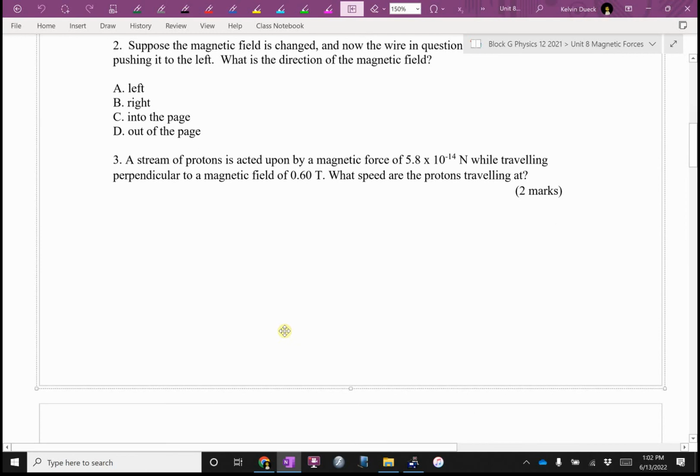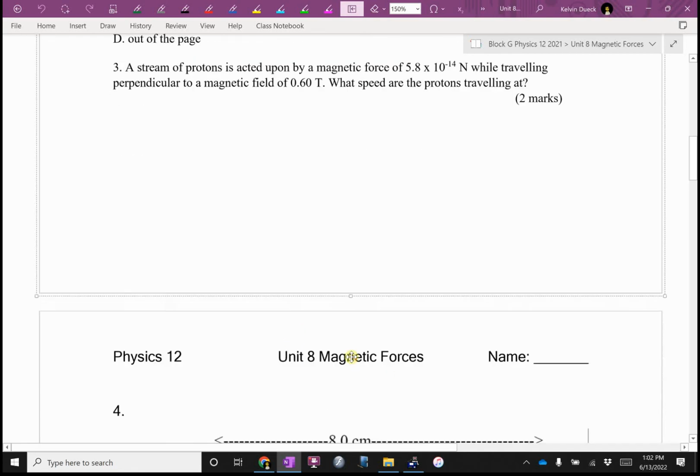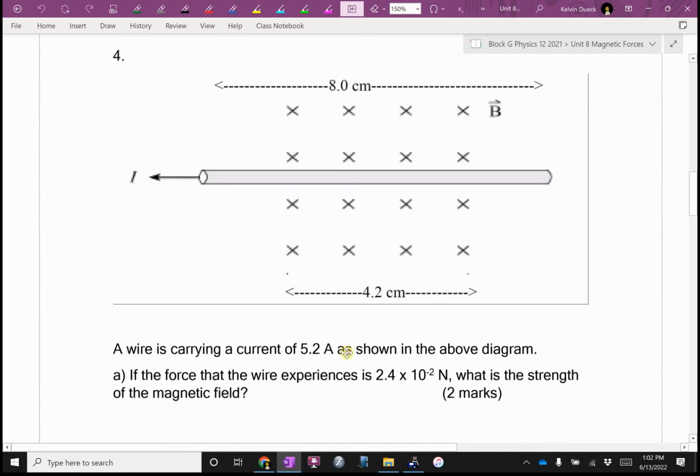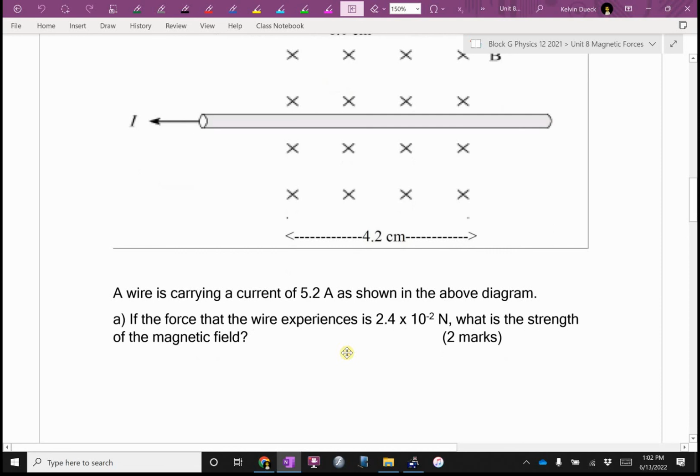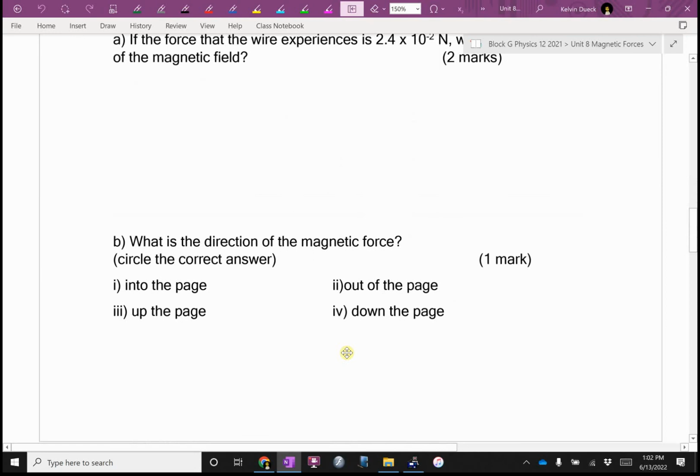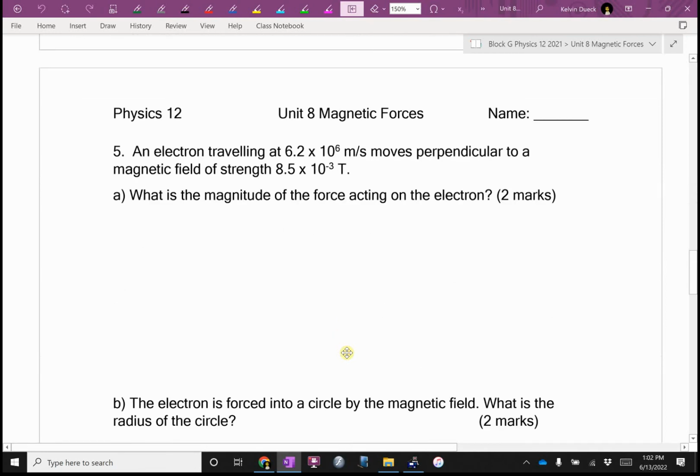Number 3, a stream of protons is acted upon by a magnetic force of that while traveling perpendicular to a magnetic field of that. What speed are the protons traveling at? I think you're going to use QVB. Number 4, a wire carrying 5.2 amps as shown in the above diagram experiences a force of 2.4 times 10 to the negative 2 newtons. What's the strength of the magnetic field? What's the direction of the magnetic force? Turn the page over.